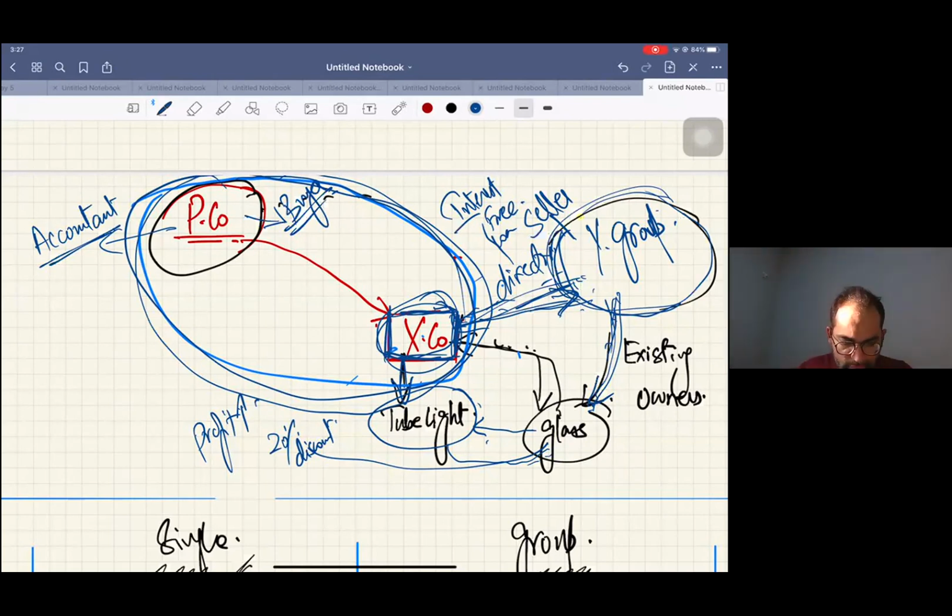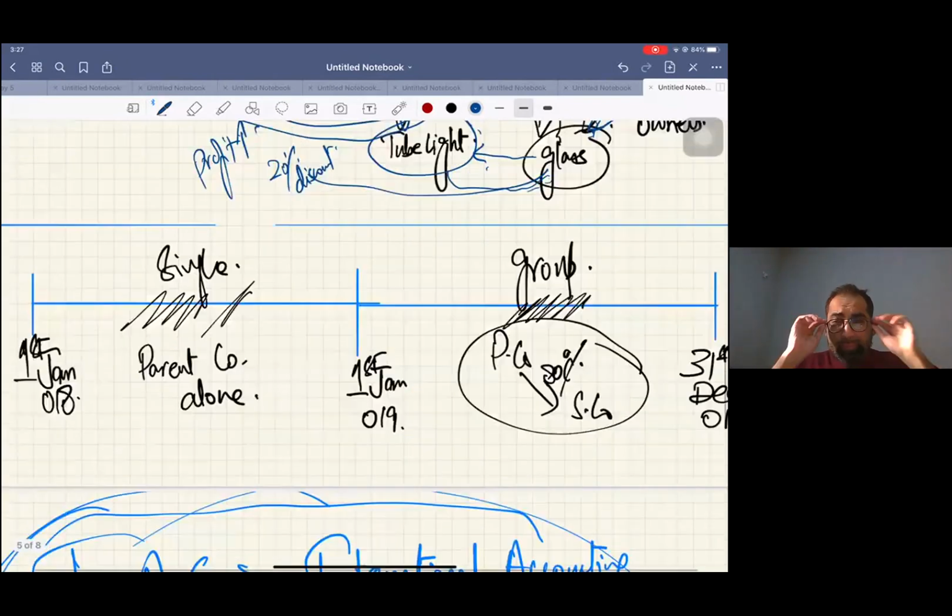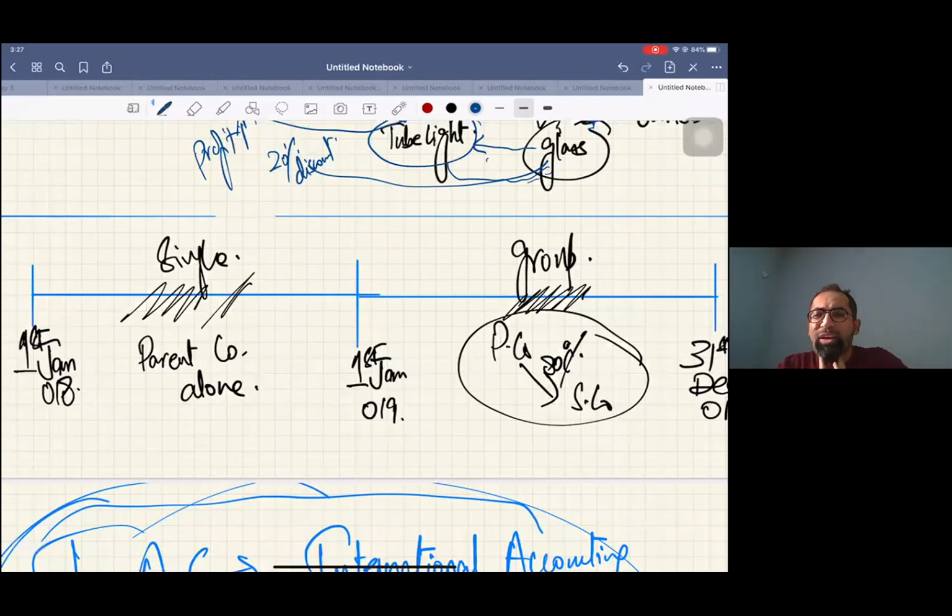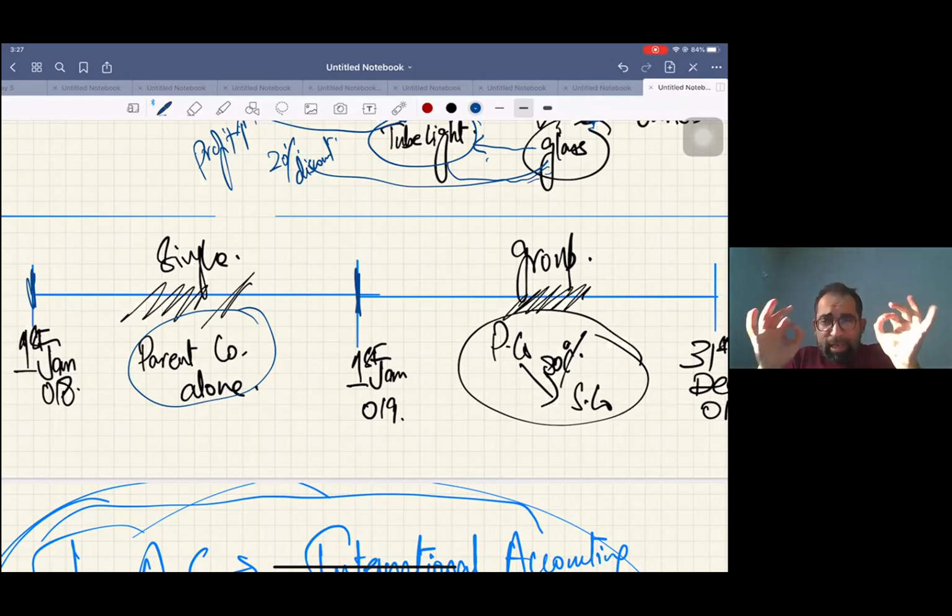Okay. Now, similarly, there will be a lot of comparability issues. For example, just think. This is 1st January 2018 to 1st January 2019. Last year, the parent company was a single, alone company. The parent company had no other subsidiaries last year, right?